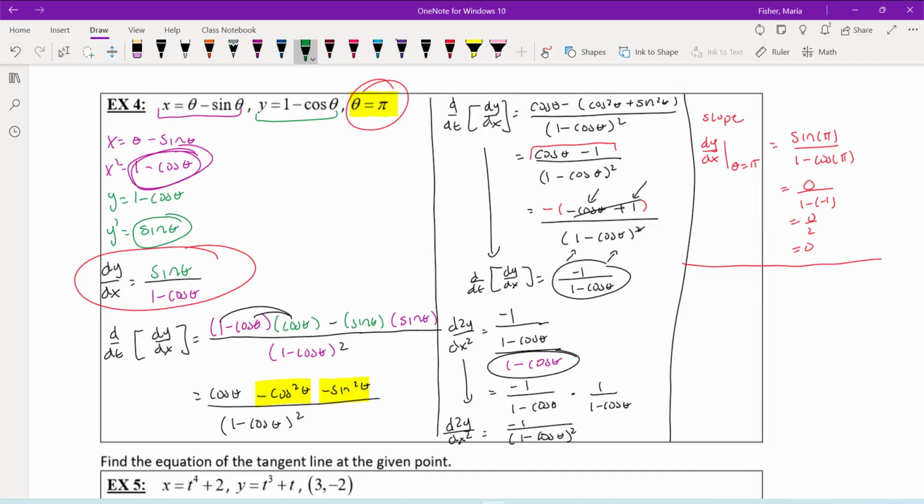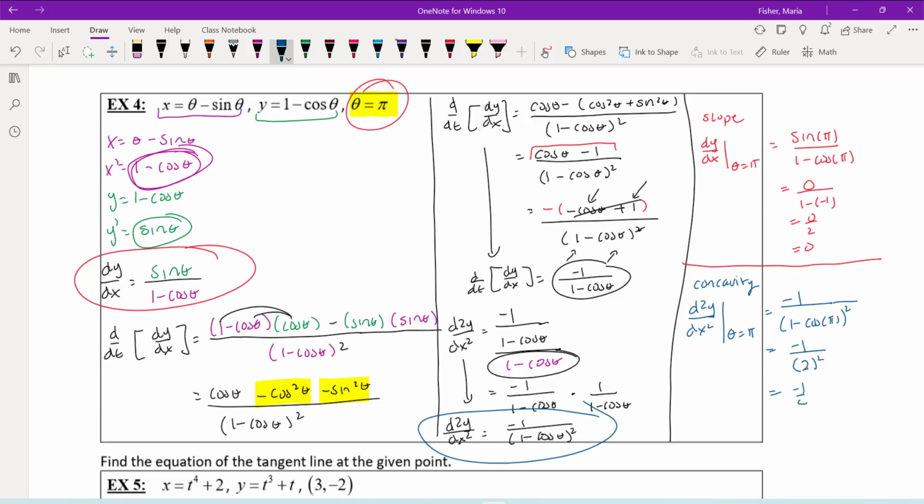What about the concavity? Well, my concavity is evaluating this second derivative at theta equals pi, which is going to be negative 1 over (1 minus the cosine of pi) quantity squared, which is going to be negative 1 over 2 squared, or negative 1/4. Therefore, the concavity at theta equals pi is negative 1/4.